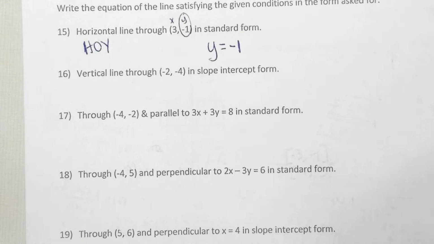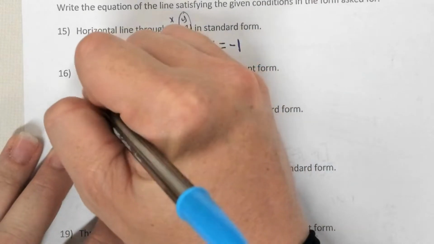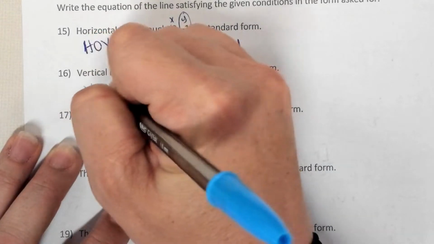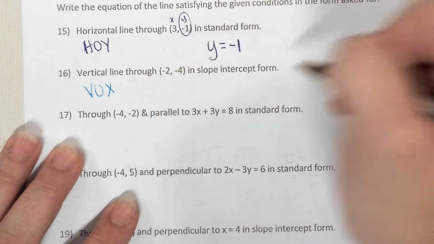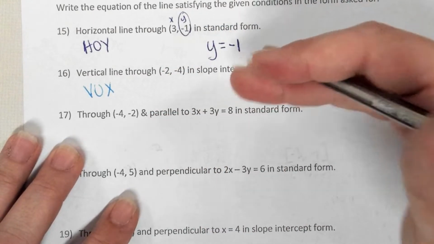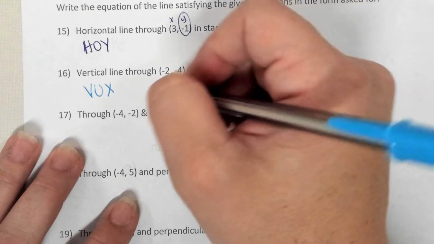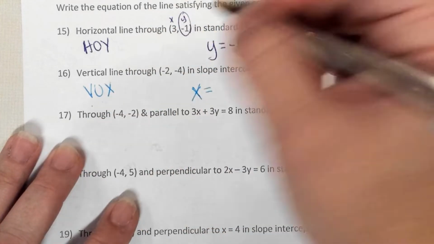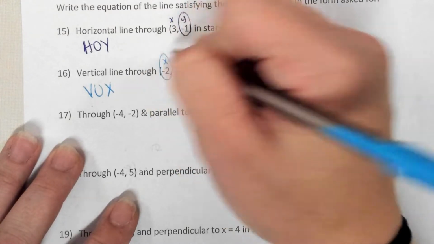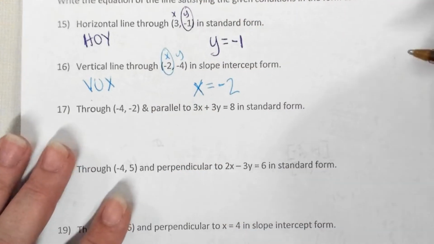Okay, so the next one says vertical line, which tells me VUX, vertical undefined x equals equation. So through this point in slope-intercept form, so again, when it's a special case, it doesn't matter what form it tells you. So this tells me vertical undefined x equals equation, so I know it's going to be x equals something. Well, what's the x of my point? It's -2.